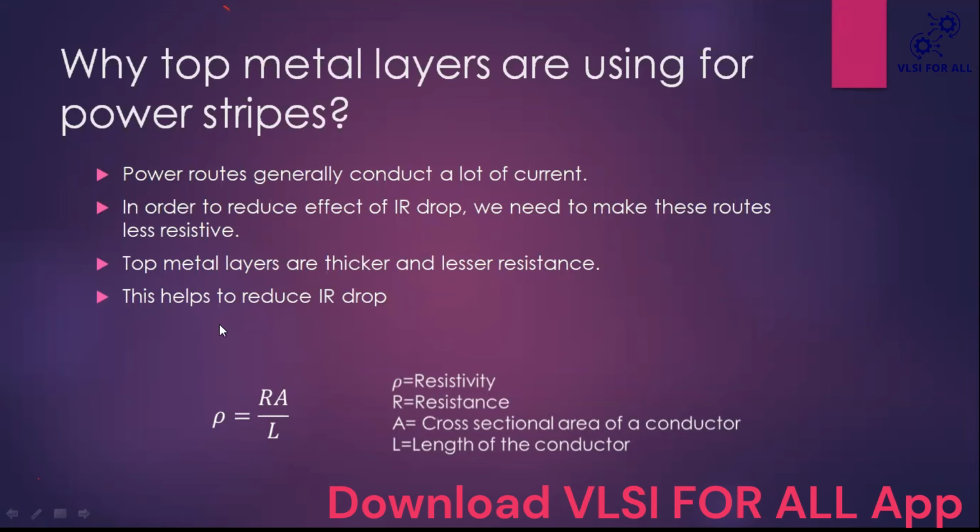Next, this helps to reduce IR. So if you are using top metal layers, power rods will have less resistance. And another thing is, for power rods, we will maintain more width compared to normal signal and clock nets, because the effect of EM is very much in power rods. To avoid that, we have to provide more width for the power rods.